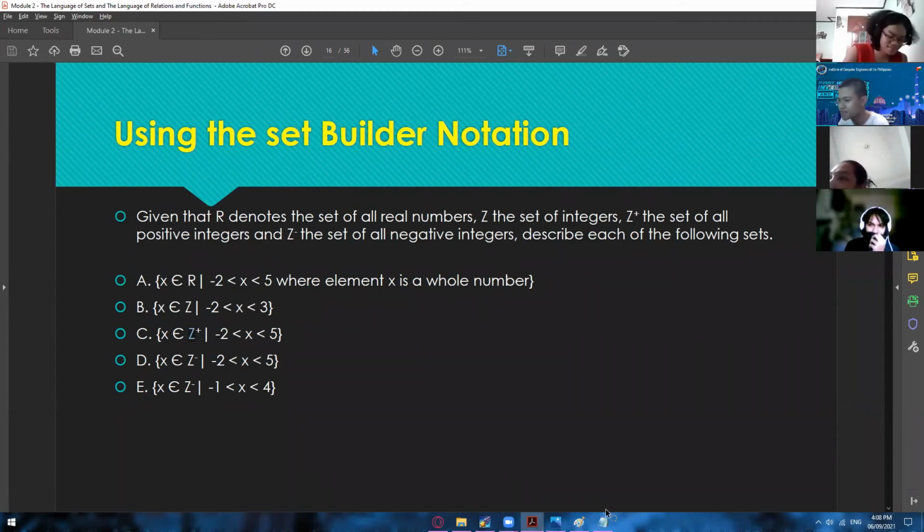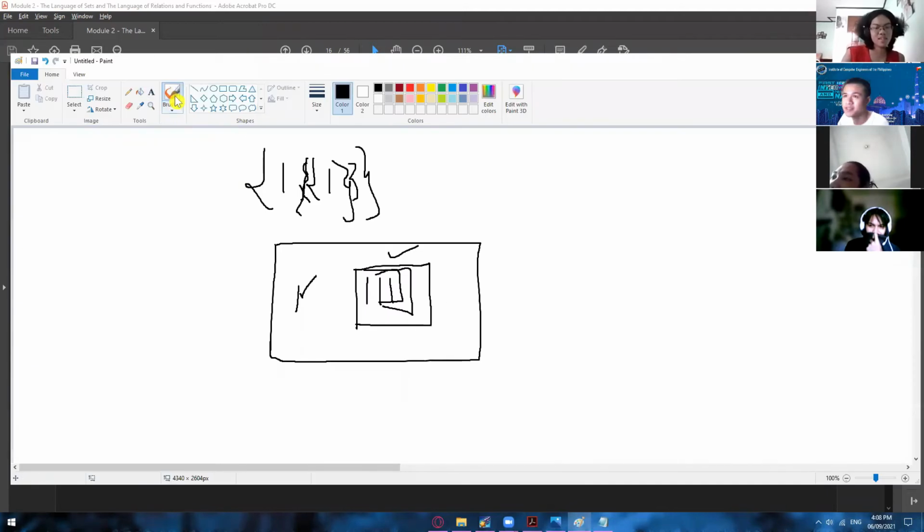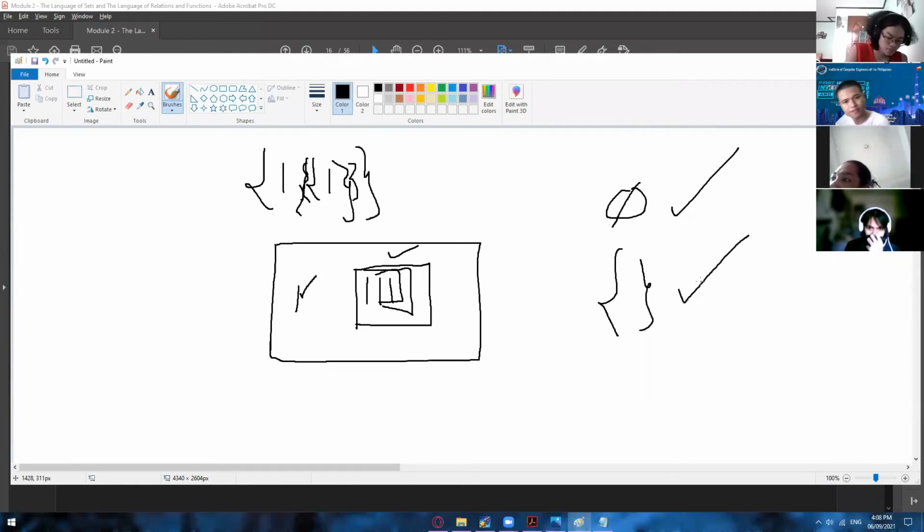So you can answer, dito na lang sa brush. You can answer this symbol, which means it is an empty set, or just a set with no elements. This one is correct, this one is also correct, if there are no elements that exist in that set.